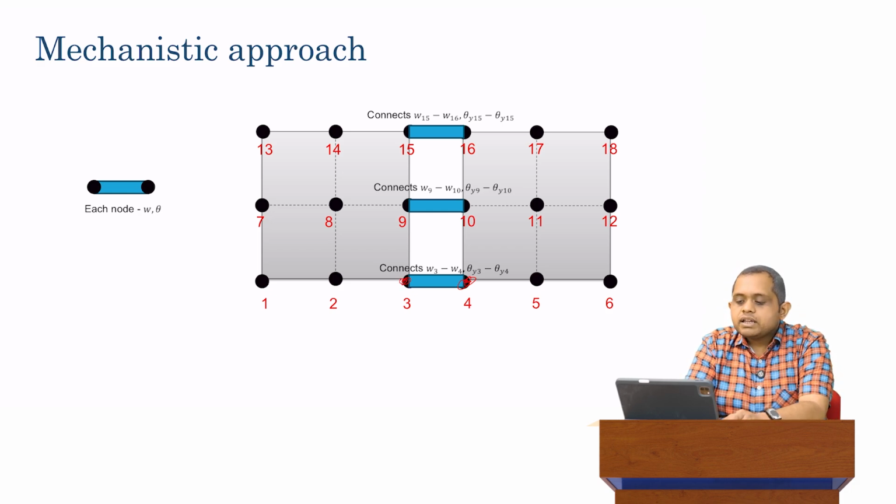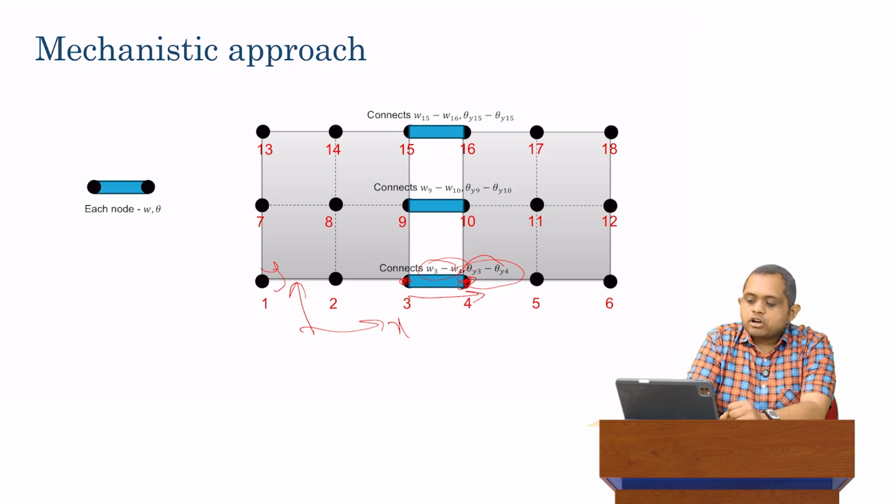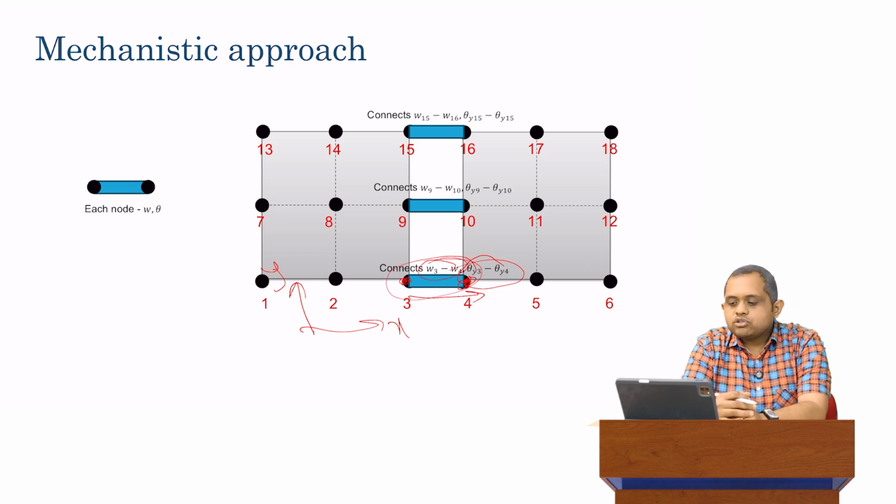And because it's using an Euler-Bernoulli beam, what we are basically saying is that, again, this is the x direction, this is the y direction. What we are saying is that W3 and W4 are still connected, and the rotational degrees of freedom along the span of the beam, those are also connected. And in this case, they happen to be theta y3 and theta y4. So our beam, which is now placed across this joint, is actually connecting W3 and W4 as well as theta y3 and theta y4.